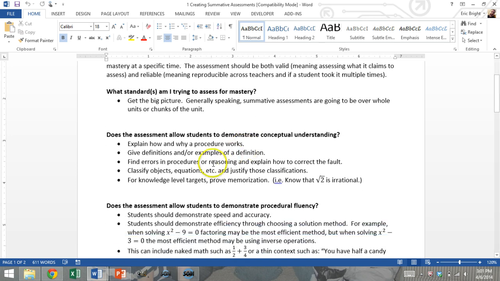And does the assessment allow the student to demonstrate conceptual understanding? Just as an example, one of the 8th grade standards that we have is to know that the square root of 2 is irrational. So I could just have a question that's a straight memorization thing that's in the standards. A question would just be, is the square root of 2 rational or irrational? It really can be that simple. We're not talking about eliminating every form of assessment that we already know, but we are talking about what's going to get at the standard.